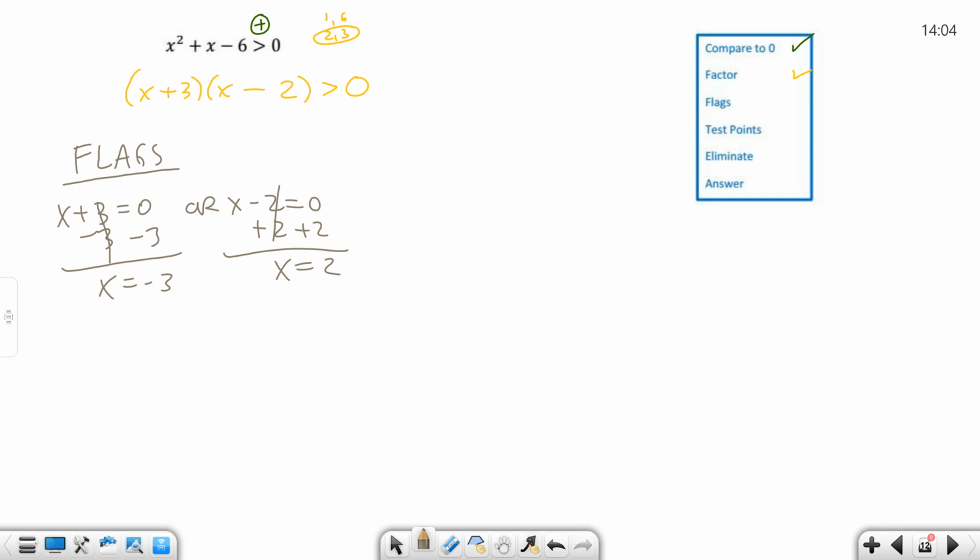So I'm going to draw my number line over here for my flags. Okay, here's my number line, and flag and flag. Now, which one of my numbers is smaller this time? It's -3. That's right. A negative number is always smaller than a positive number. So -3 goes to the left and 2 goes to the right. You can't put 2 to the left of -3 on the number line. That doesn't make sense. It's got to be in the correct order.